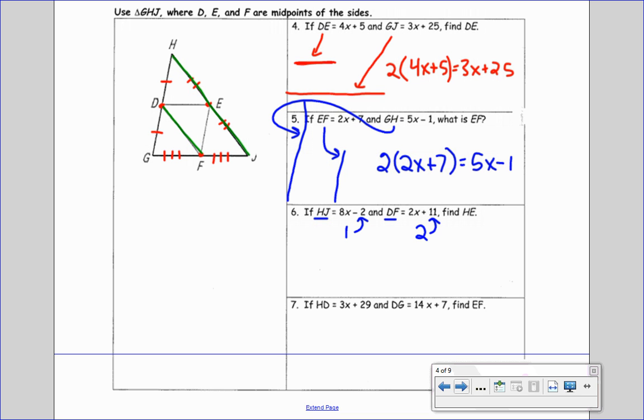HD and DG. Back to our midpoints, half and half. So those are equal to each other. Okay, try and solve those.